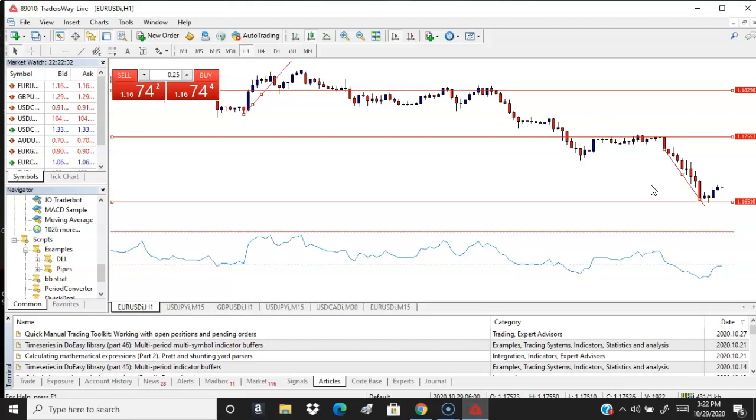This works for any type of trading: forex trading, stock trading, options, any type of trading where you use a market chart or candles. You can also use this, and it works the very same way on any platform.